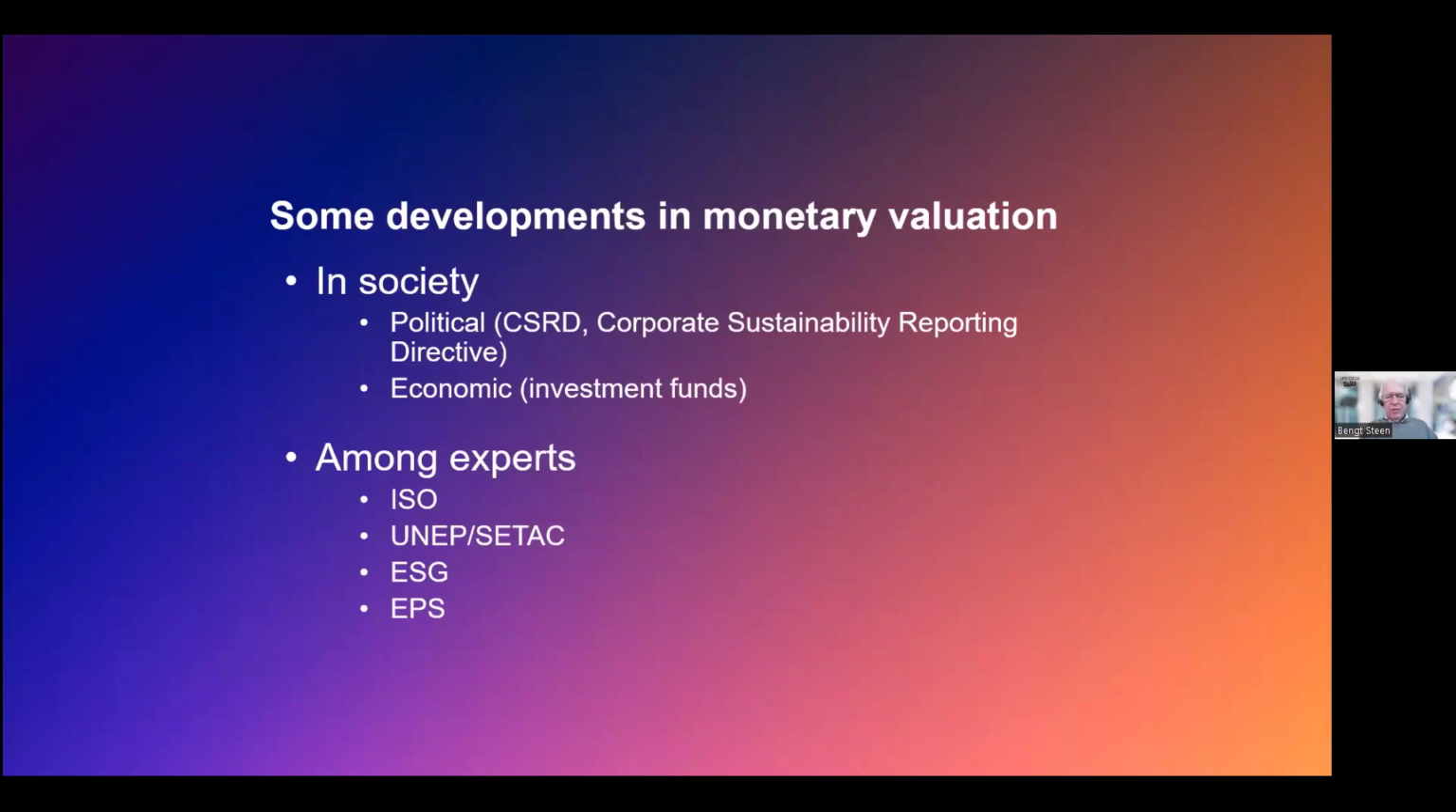And in the economic sphere, we have investment funds who need to understand what is green and not green. We have these green funds that they use. And among experts, we have the different networks in ISO. We have the UNEP-CETAC Life Cycle Initiative. We have people dealing with environmental social governance, which is a sort of reporting-oriented activity. And we have also our own research on EPS, environmental priority strategies.